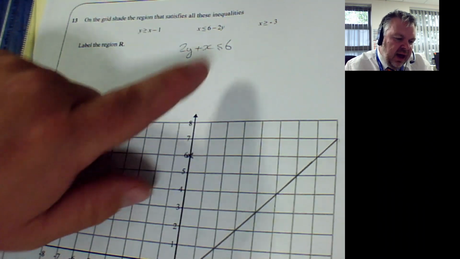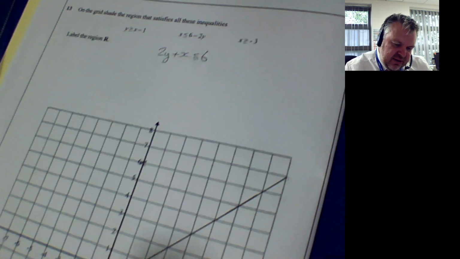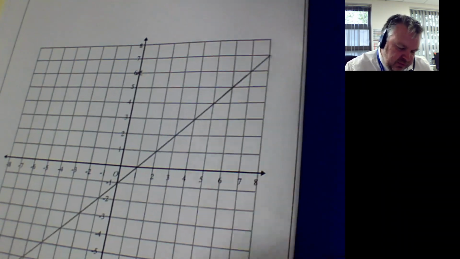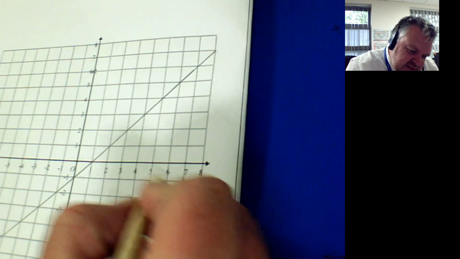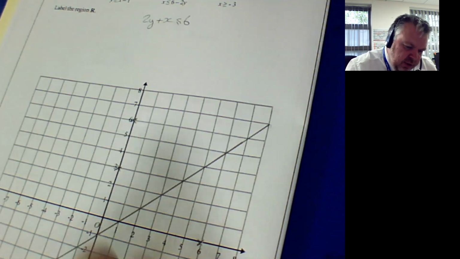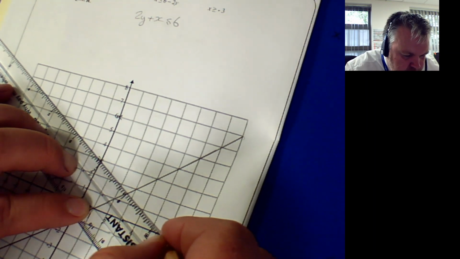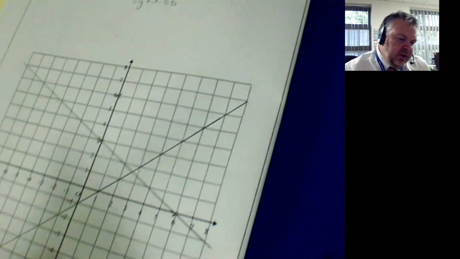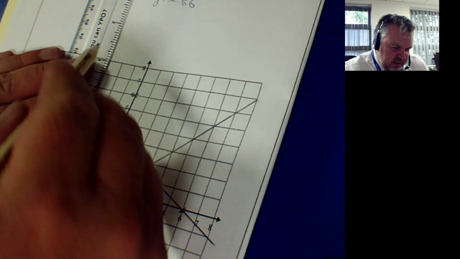Put across at 6, and when x is 0, y would have to be 3. So when x is 0, y would be 3. I've been silly. I've done that wrong. Okay. So when y is 0, x is 6. I'm saying x is 6, but I'm drawing the wrong thing on. There we go. And this one is 3 up here. And join them up. Again, taking time. Get it nice and neat. And the final one is x equals minus 3. So that is going down through here.